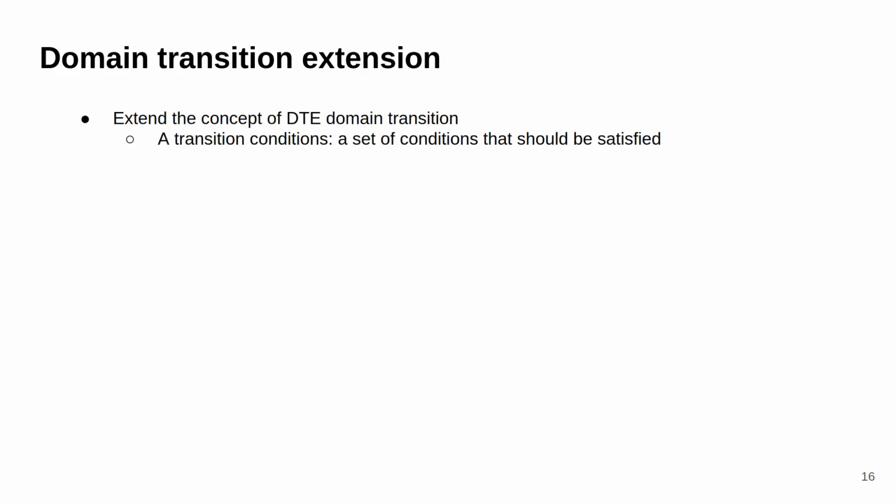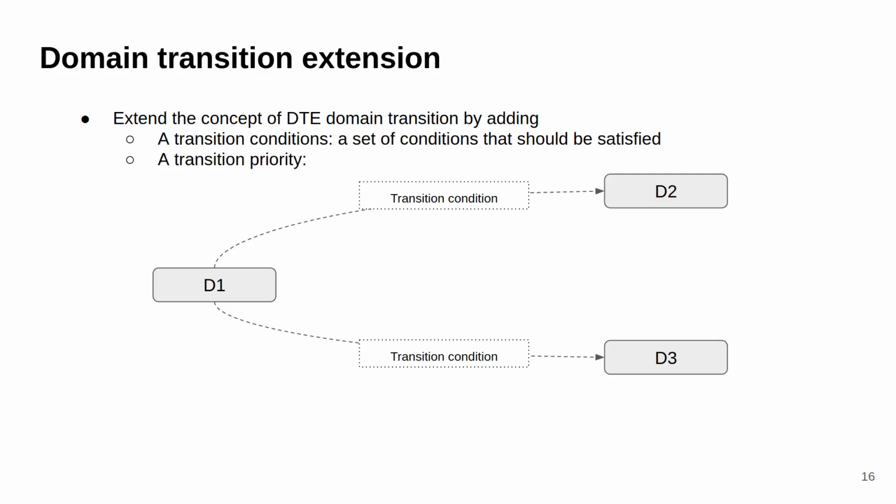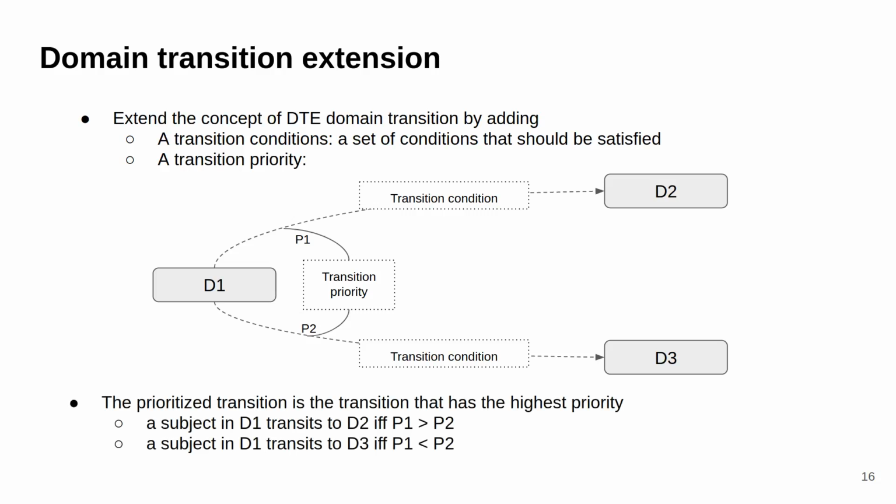We extend the concept of DTO transition by adding a transition condition describing a set of requirements that should be fulfilled by an entity to be able to transit. Then we add the concept of priority to a domain transition. A priority is a numeric value that is associated to a domain transition. In case several transitions are possible for an entity, it will help the system decide which domain transition should be performed by the entity. The prioritized transition is the one that has the highest priority.